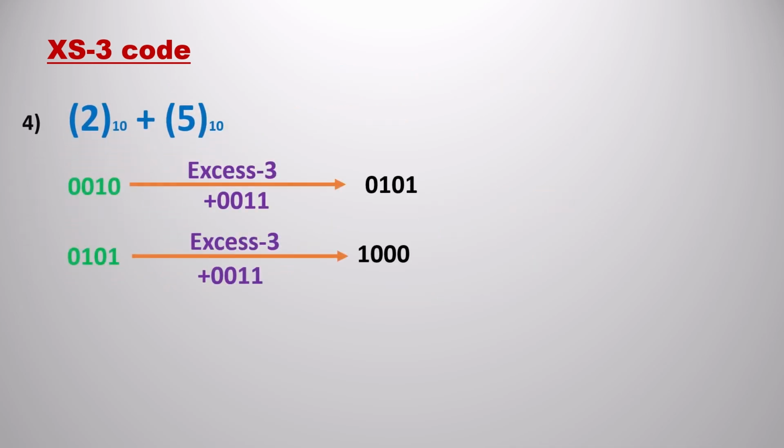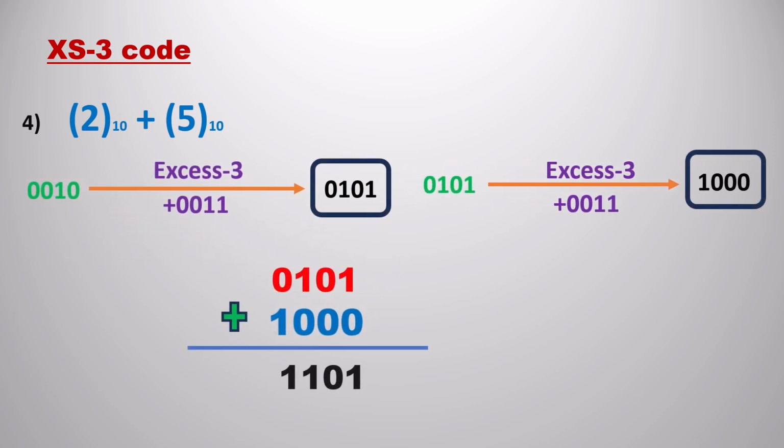Take an example. In this case I am taking 2 plus 5. You know how to represent 2, that is 0010. If you add 3, you are going to get 5, that is 0101. If you take 5 and add 3, you are going to get 8. So in the general case, if it is given as 25, we just have to combine those two outputs and write the final output.